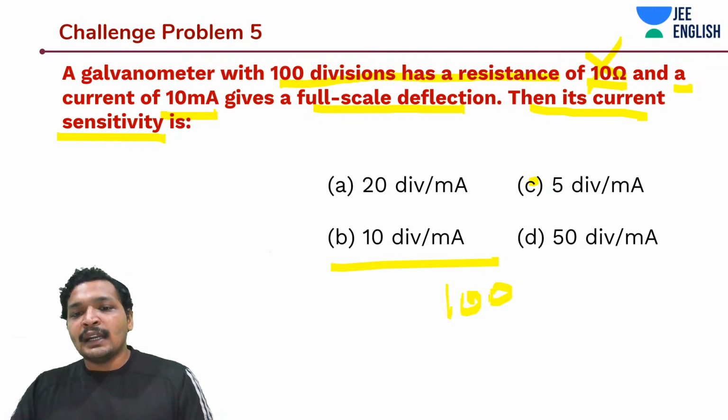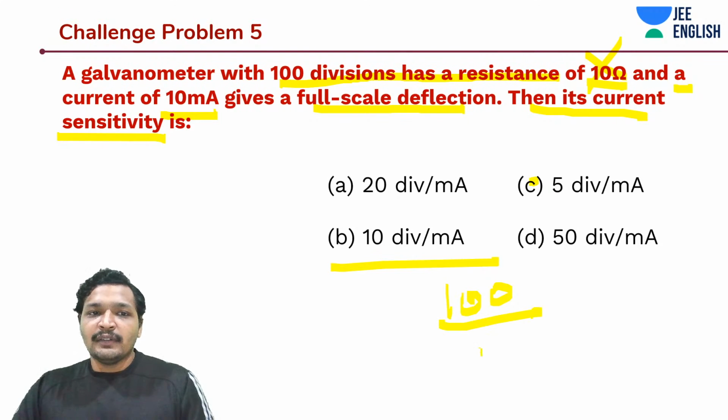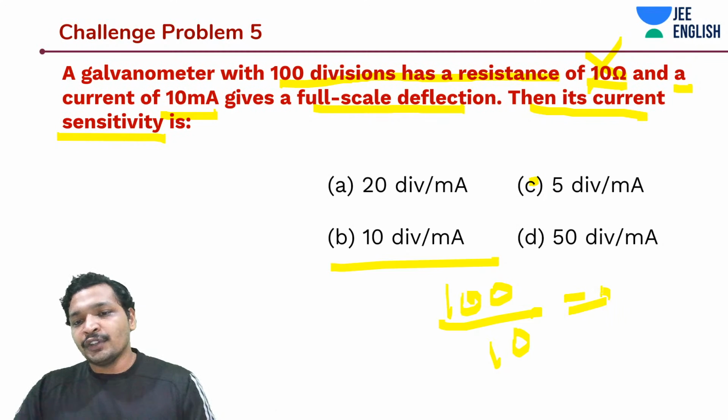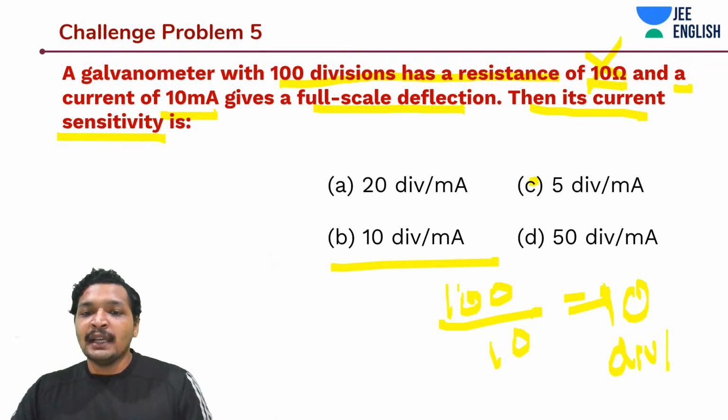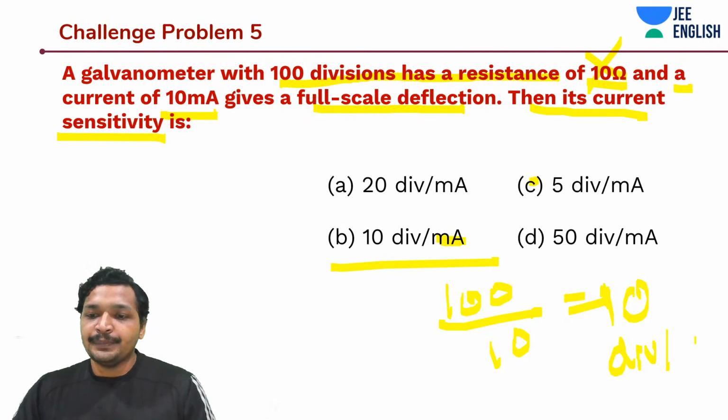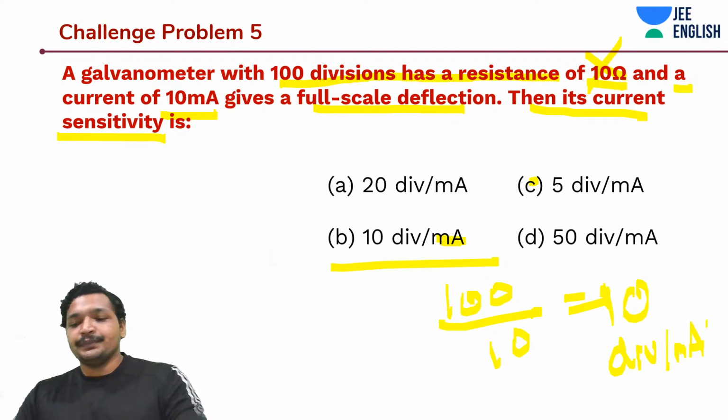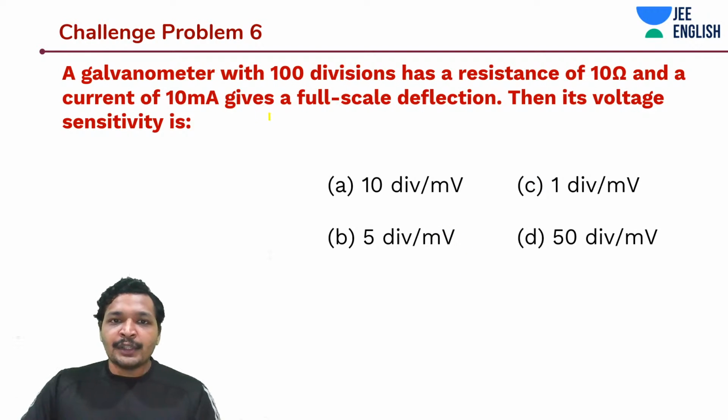Yeah, 100 divisions divided by 10. That is going to be 10, right? So 10 divisions per milliampere. Do notice the units as well. Okay, that's it. So now let's get into the next question. Similar one.